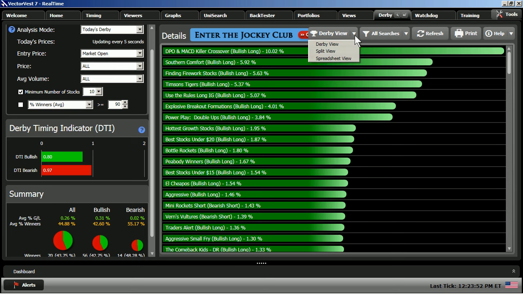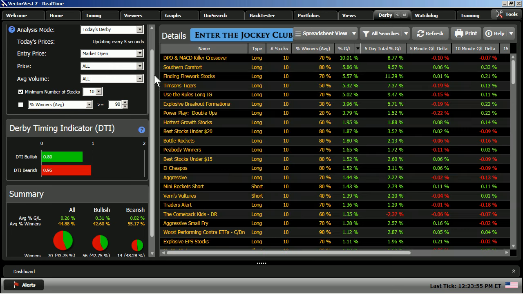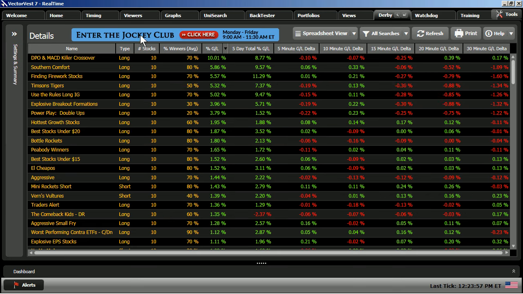Another feature, I'm going to move from the Derby view to the spreadsheet view, and I'm going to give us a little bit more real estate, is a delta feature here. So prior to this new feature, we were able to see each and every day, all throughout the day, the best performing searches. Notice DPO and MACD killer crossover, 10% gain today. Southern Comfort, 5.78. But as the day moves along, different searches, different strategies begin to perform well. Maybe it's not the search that is up at the top of the list. Maybe it's a little bit further.